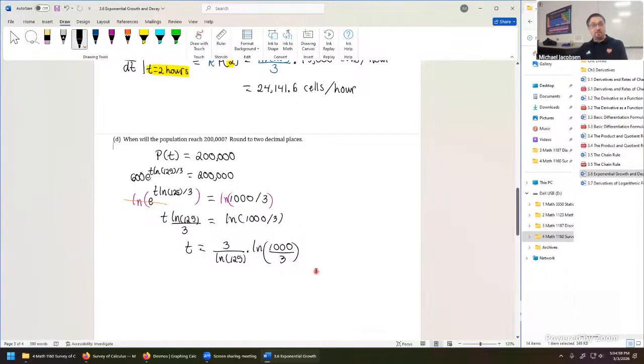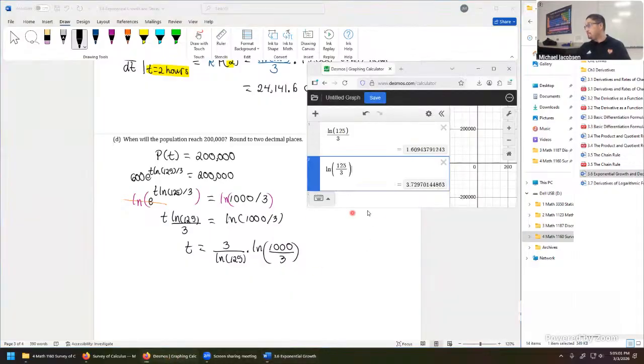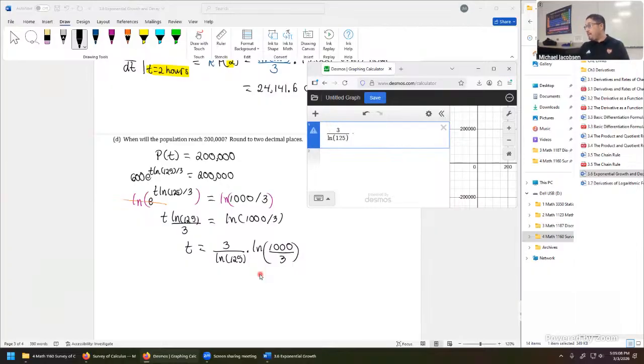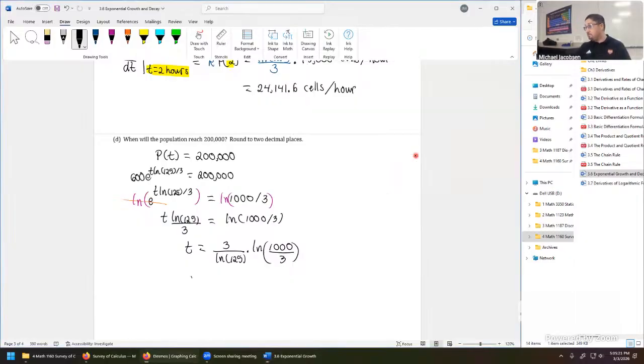But if you get through the steps, the last thing to do is put this all in the calculator. 3 over natural log 125 multiplied by natural log 1000 thirds. If you recall the graph, that's the same exact value. Rounded to two decimal places, we'll say 3.61 hours. So time will be 3.61 hours for the population size of this bacteria to reach 200,000.